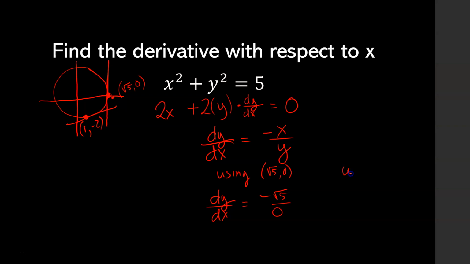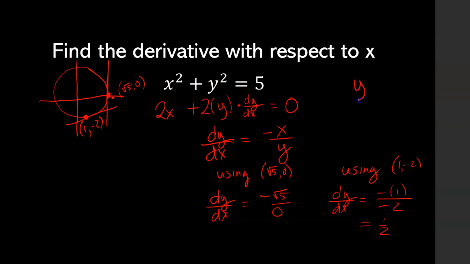So let's see, using 1, negative 2, dy/dx is equal to negative 1 over negative 2, so that's 1/2. Well, the sign is at least correct, and that seems like a reasonable slope. So this is a great time to use implicit differentiation. We don't really want to solve for y, and we got a pretty useful derivative.